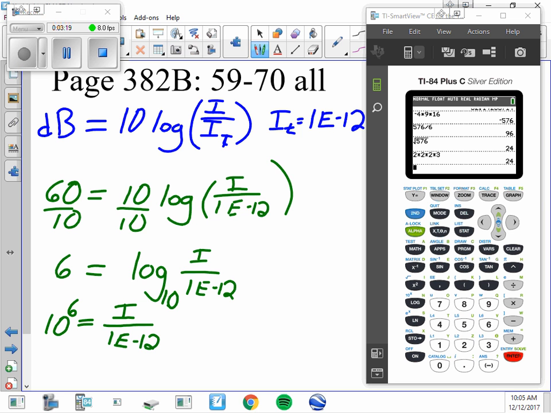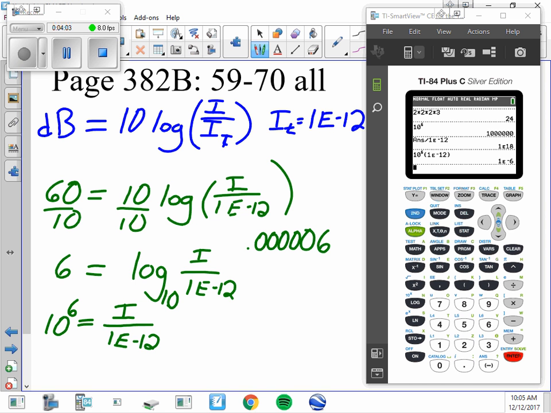Now multiply by 1e to the negative 12. So 10 to the 6th times, not subtract, times 1e to the negative 12, and I end up with 1e to the negative 6. So that's 0.000001.